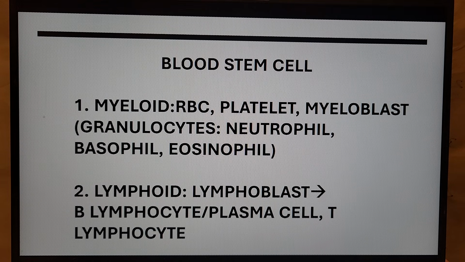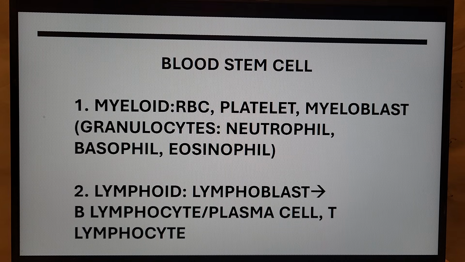Alright, so the stem cell of the blood becomes myeloid and lymphoid. The myeloid becomes red blood cell, platelet, and myeloblast. Myeloblast becomes neutrophil, basophil, and eosinophil. These are three cells that have granules inside. So if somebody has myeloblastic leukemia, that means in their bone marrow you will find a lot of neutrophil, basophil, and eosinophil. That's why we call it myeloblastic leukemia. It's from the myeloblast class, right?